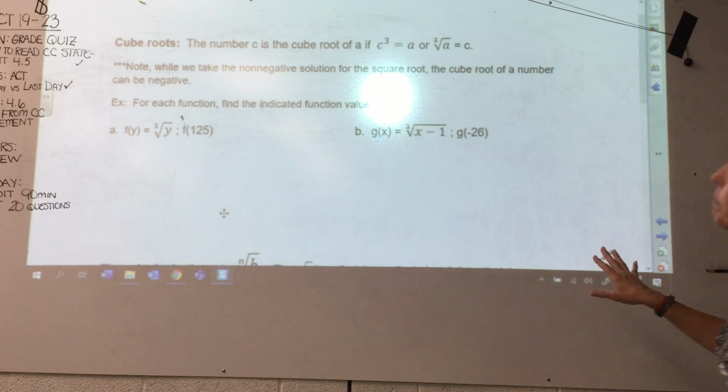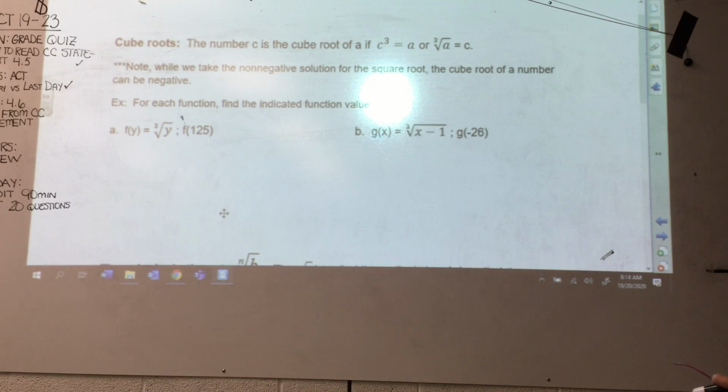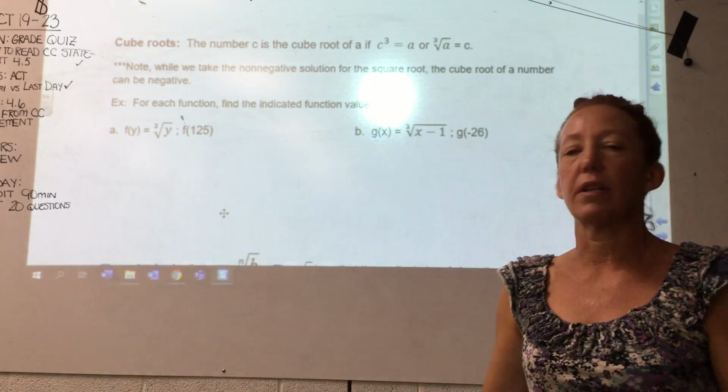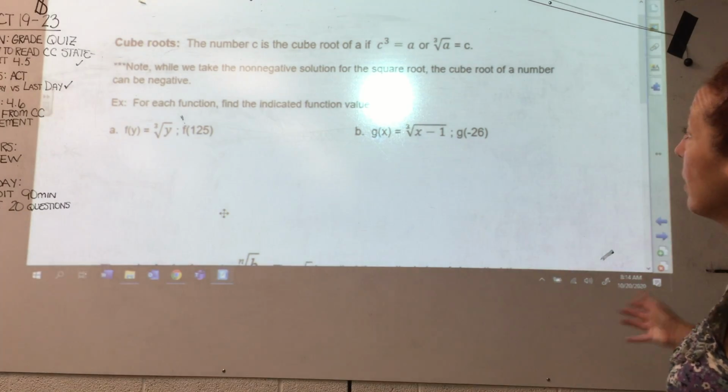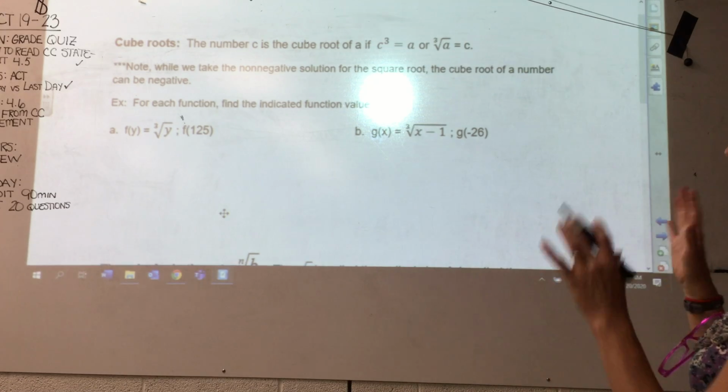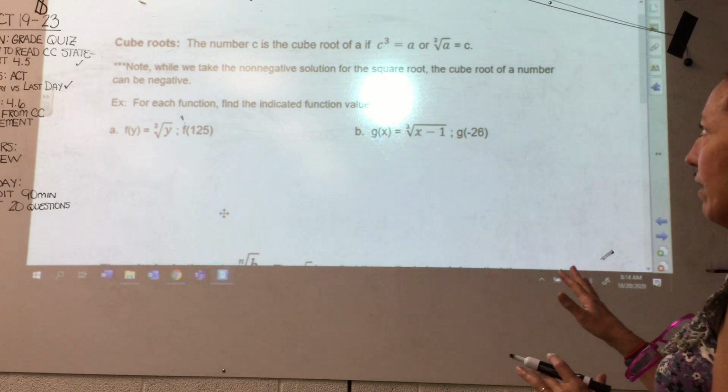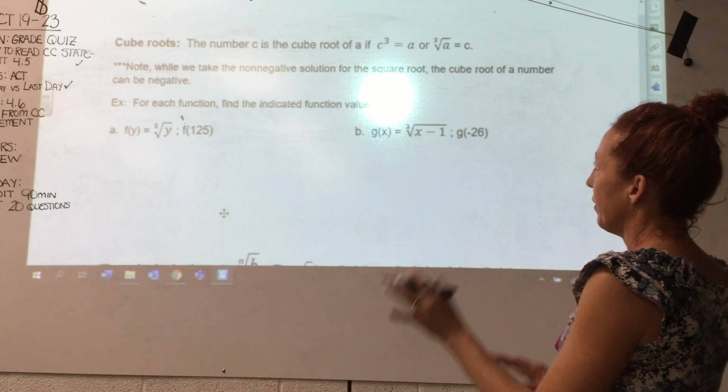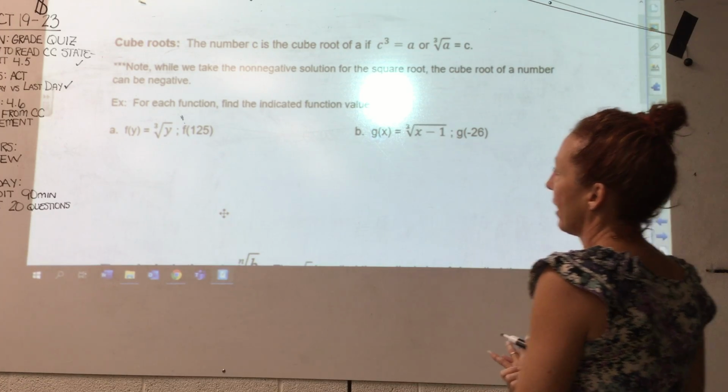All right, so the next little part says cube roots. The number c is the cube root of a if c to the third power equals a, or the cube root of a equals c. And sometimes it's just writing the math and you're just like, I don't even understand what that means. So don't get bogged down in the language that you might see if you look at the book or anything like that.